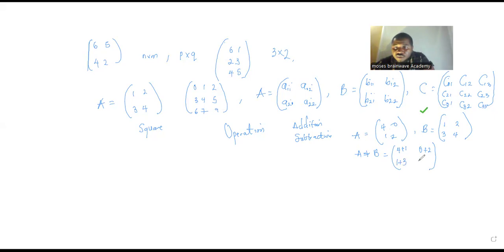Then lastly, we have 2 plus 4. So your final answer is going to be 6. Then here we're going to have 2, then here we're going to have 4, then here we're going to have 6. So that's what we're going to have. Then similarly, if it is subtraction, we're going to do the same. So lastly, what do we have next?